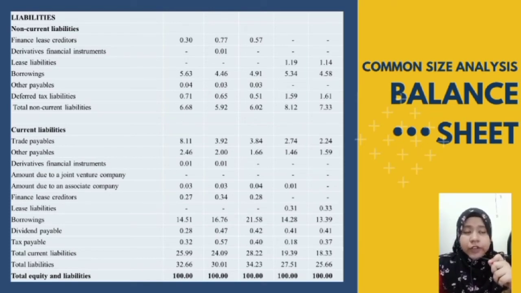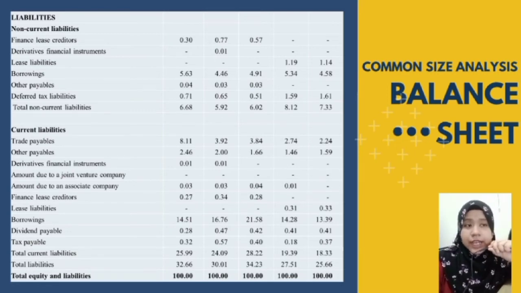Looking at the percentage of the trade payables, it shows a significant decrease in 2018, which is 3.92% from 8.11% in 2017. The percentage continues to decline until year 2021. Other than that, the borrowings have decreased from 2017 to 2018. However, it increased to 21.58% in 2019 and continues to decrease in the following year.